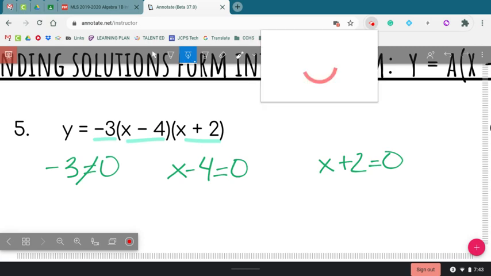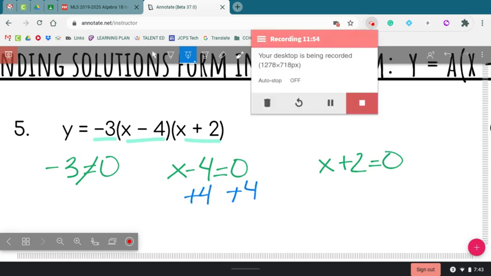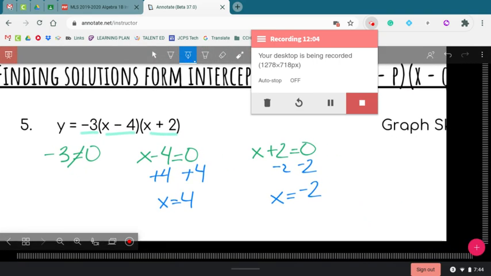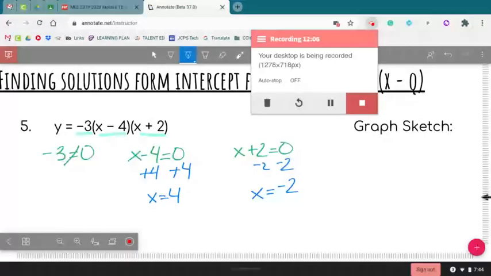So on this first one, I'm going to add 4. So one of my solutions is 4. And I'm going to subtract 2. So one of my solutions is negative 2. So you can still type this into the calculator if you want to see kind of where it's going to go. So you can type in negative 3 and then x minus 4 and x plus 2. Just put it in parentheses exactly how they have it. And now whenever you graph it, you should get your image.